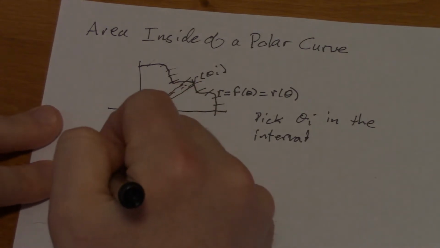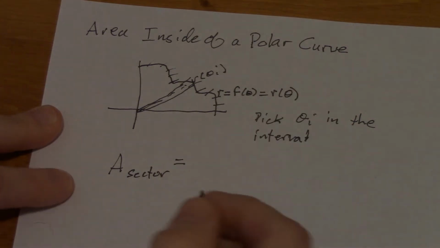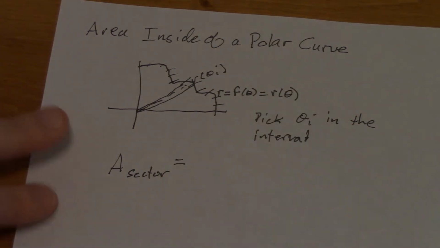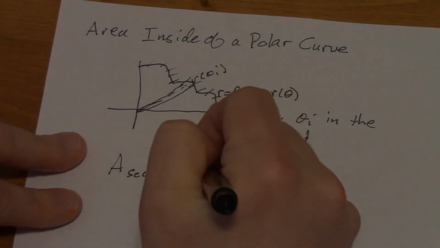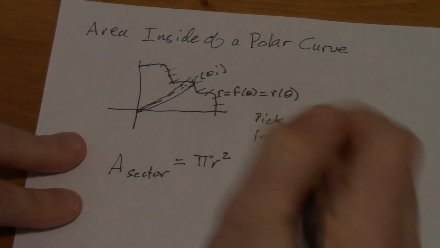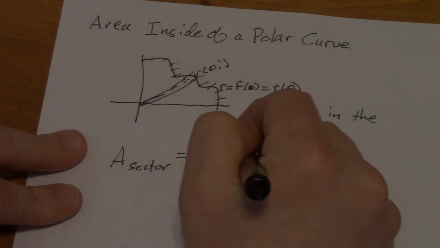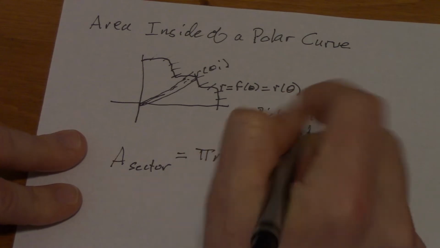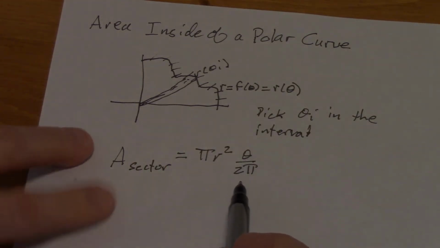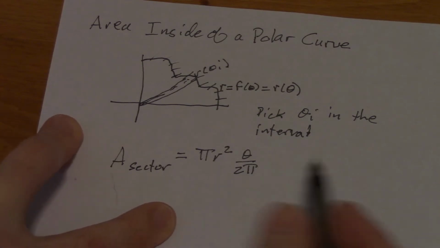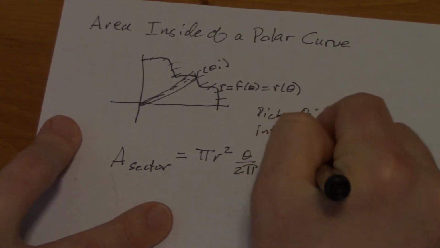So the area of a sector, how do you calculate that? Well, you do the area of the whole circle and then you multiply by what fraction of the circle you have. So this would be pi r squared, and then you're going to multiply that by theta over 2 pi. Theta would be whatever angle you're using, and that would be how much of the whole circle you have. So that simplifies down to 1/2 r squared theta.